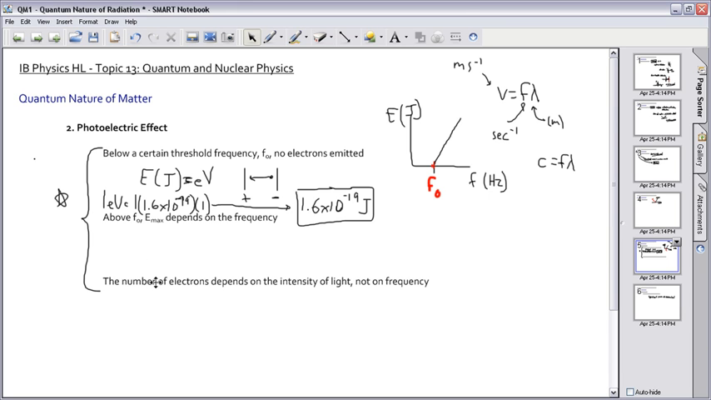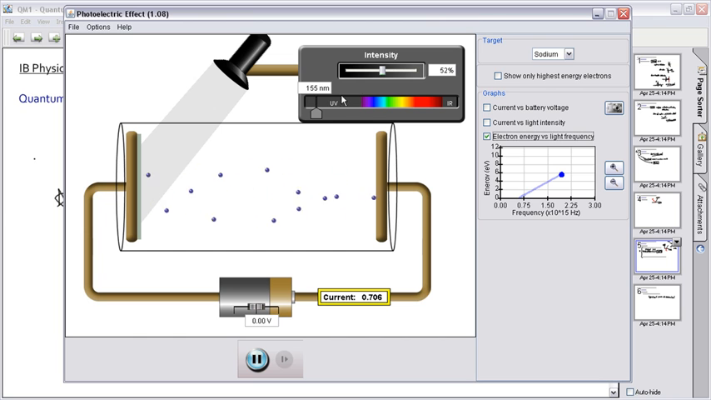The other one, of course, is that the number of electrons depends on the intensity of the light. So let's see if we can get that to look like it's happening here. Let's say we pick some sort of value here, and let's say I have a low intensity of light. I'll pick this one right here and let's see what happens once they've all gone through. So we can see how many photoelectrons are being emitted.